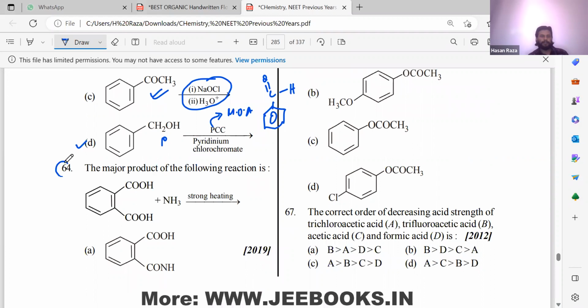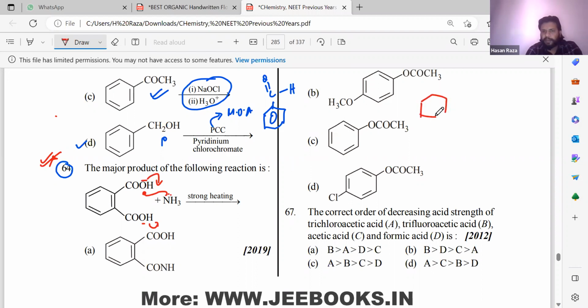This is a very important reaction that I haven't covered in the class because we are going to cover it here. And this reaction is from NCERT and it is very easy. So if you have this phthalic acid and you are going to treat this with NH3 and a strong heating is there. So first of all, what will happen? This NH3 will be attacking at this position because there will be elimination of H plus from here and here. So there will be negative charge and there is a lone pair.